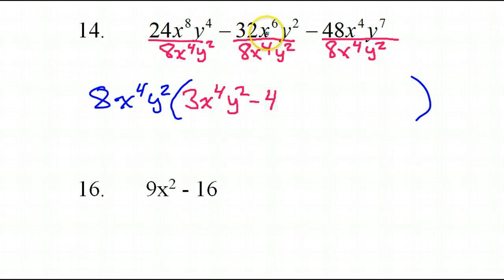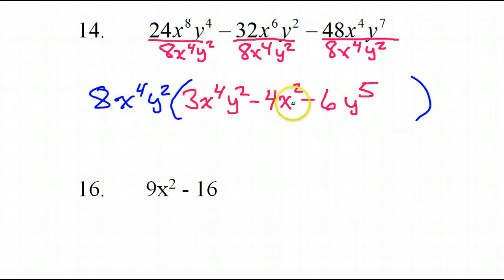These 4 x's will cancel out 4 of these x's, leaving 2. These 2 y's will cancel each other out completely. 6 times 8 is 48, so there you go. These 4 x's will cancel each other out completely, and these 2 y's will cancel out 2 of these y's, leaving 5.